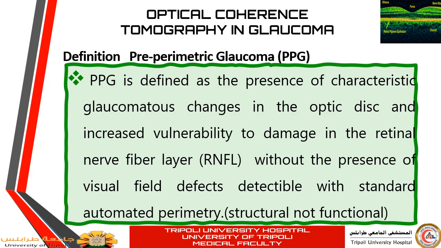So this includes just the structural changes without functional changes. There are structural changes in the retina in the form of retinal nerve fiber layer abnormalities and optic disc changes, like disc hemorrhages or increased cup disc ratio, but at that time the patient does not have any visual field changes. That is, the functional changes are not there. So this is termed pre-perimetric glaucoma. That is, he has glaucoma, but still he has no visual field defect or abnormality.